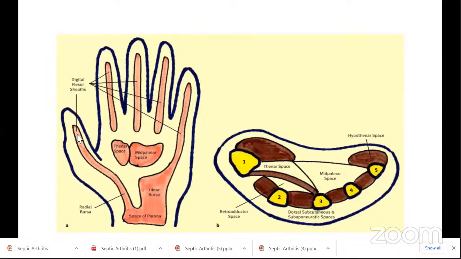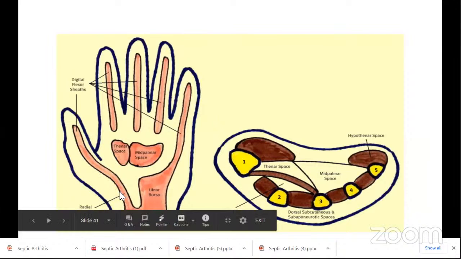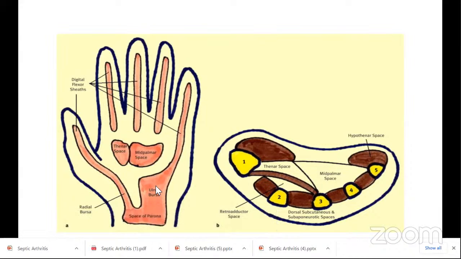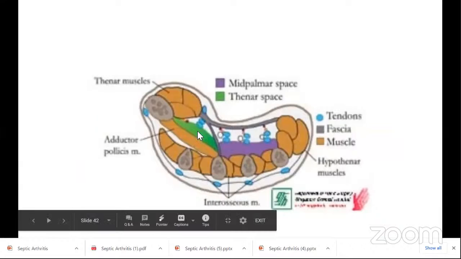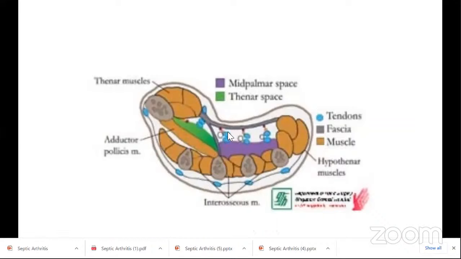So tenosynovitis of the thumb can cause a horseshoe abscess. Horseshoe abscess is because there is a communication beyond the carpal tunnel in the distal forearm. Okay, that's why I showed that picture. Similarly, mid palmar space here covering contents are vessels, deep palmar space, these are called flexor tendons. Look at this, this part is thenar space. This is mid palmar space.